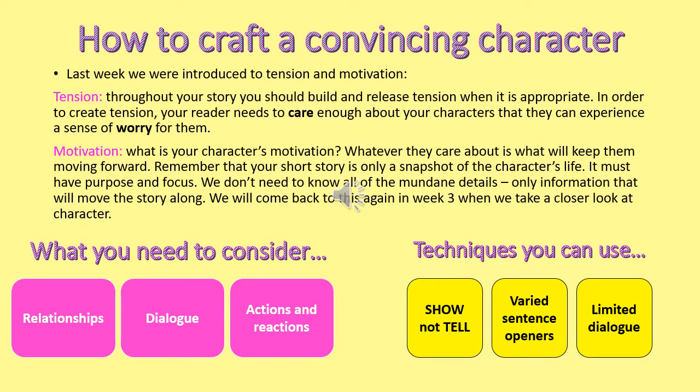Here are 2 words that I introduced you to last week when considering character. The first is tension, and the idea that the only way you can build tension for your reader is to create characters they care enough about so that they worry for them. And the second is motivation, always thinking about what will keep them moving forward. This week, as I said in the previous slide, we are going to think about relationships, dialogue, and actions and reactions. And the techniques that I'm going to get you working with are show not tell, limited dialogue, and varied sentence openers.